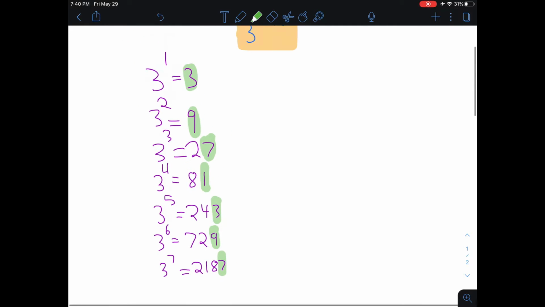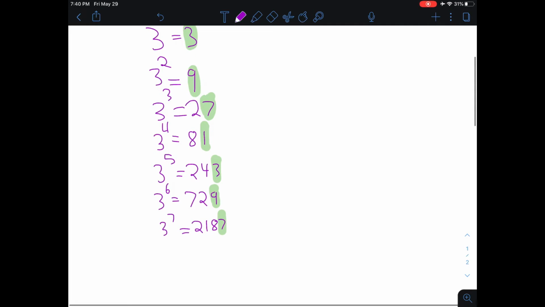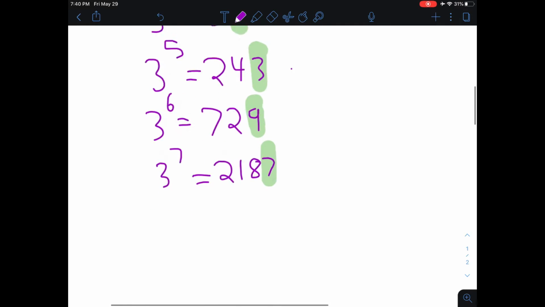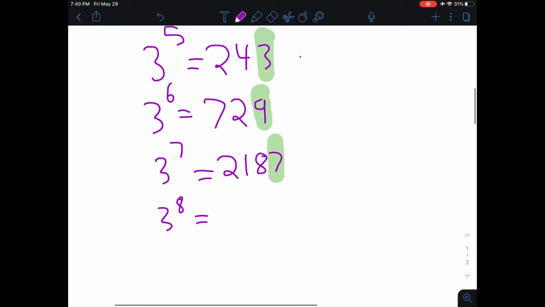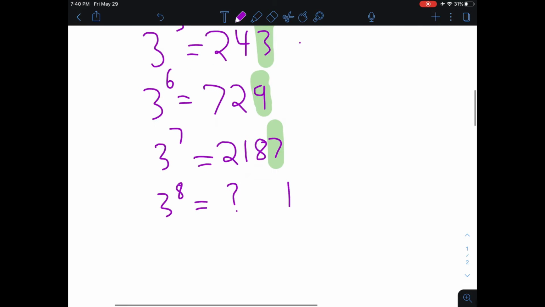And you guys might be like, oh my gosh, we found a pattern. It goes 3, 9, 7, 1, 3, 9, 7, and then 3 to the power of 8 will probably be some number with a units digit 1. And it turns out 3 to the power of 8 is in fact 6,561. So our assumption there was correct.